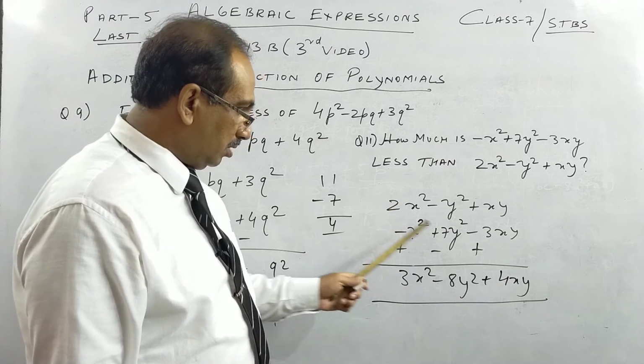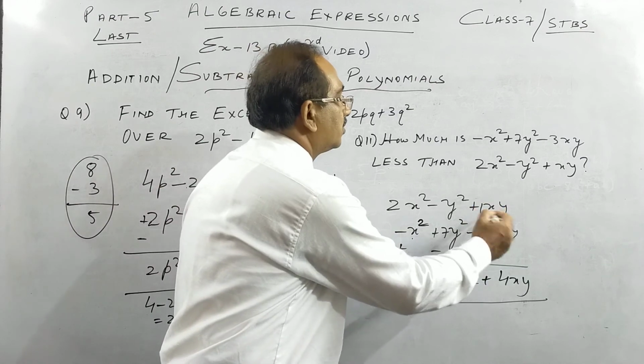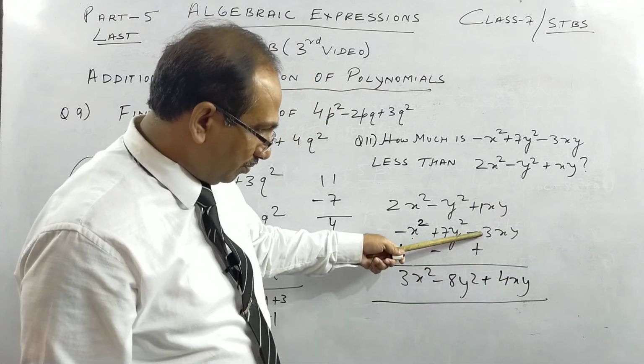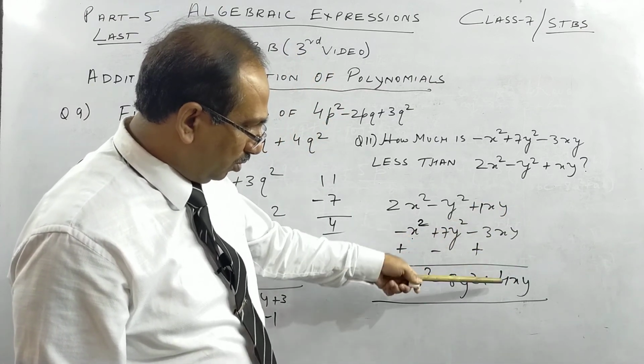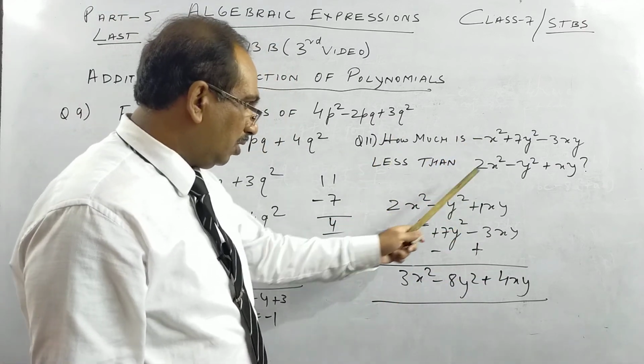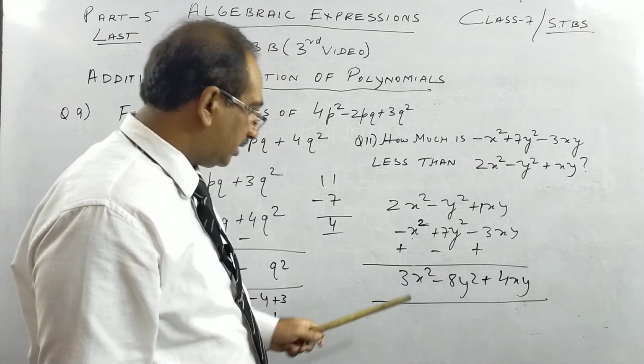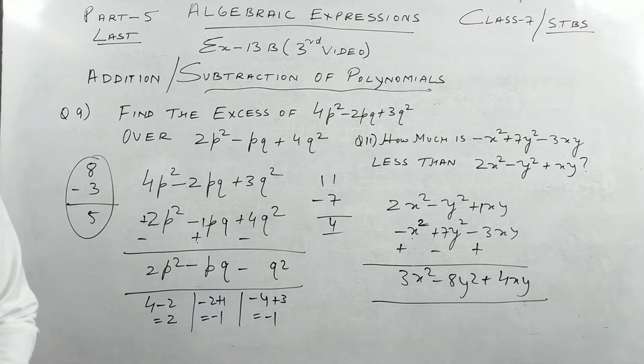Don't see this minus, 3 plus 1 is 4, nothing here means 1, so 3 plus 1 is 4xy. So we have subtracted this from this. What we subtract, this comes down and we change the sign. Kindly pause the video and copy number 11, then we move on to question number 13 part 2.